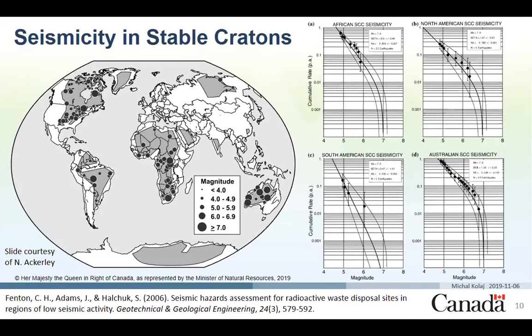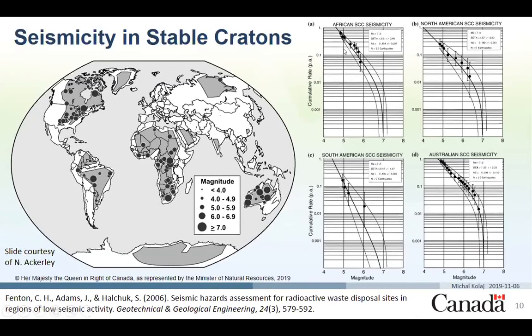And the way you read these is on the bottom, it's magnitude, and on the left, it's the cumulative rate. So you would read this as per annum. So 0.1 would mean that there is roughly one of those events every 10 years. And then you would look to see where the line crosses.